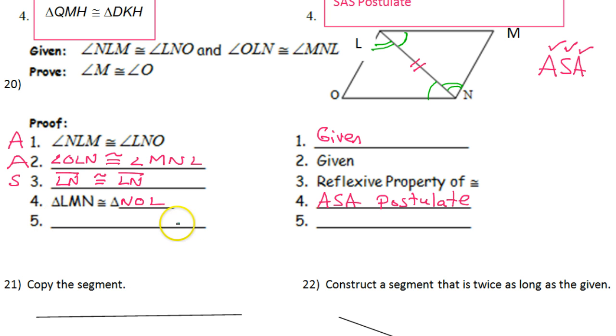Now the last statement has to be the thing that we're trying to prove. So this has to be angle M is congruent to angle O. Alright, we have no choice. Now the reason, once we've proven that the triangles are congruent, which we did in step 4, then we can pick any pair of corresponding parts we want, and we can say they're congruent because corresponding parts of congruent triangles are congruent, CPCTC. Alright, so that's the end of number 20.